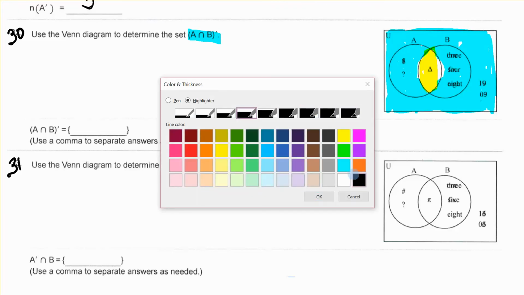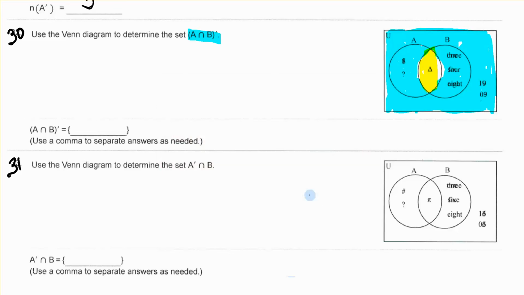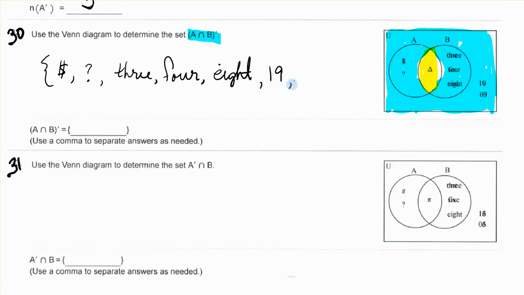Let me get back to my pen. So it will be the set containing, if I can see all of these, a $, a question mark, the word 3, the word 4, the word 8, a 19, and an 09. Okay, that's everything not in the intersection.